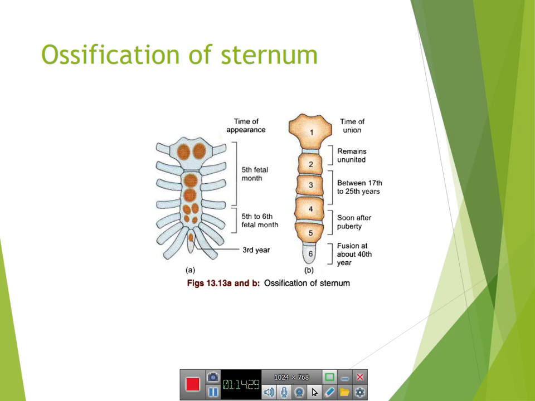The manubriosternal joint, which is a secondary cartilaginous joint, usually persists through life. The center for the xiphoid process appears during the third year or later. It fuses with the body at about 40 years.